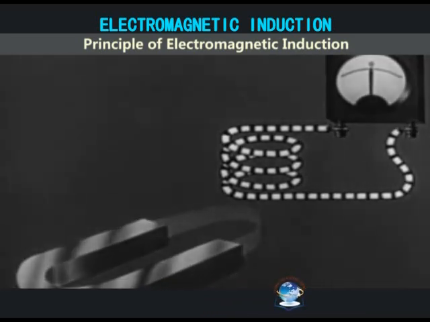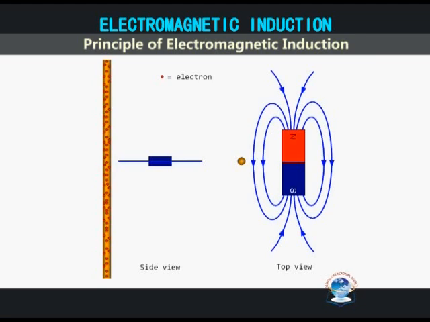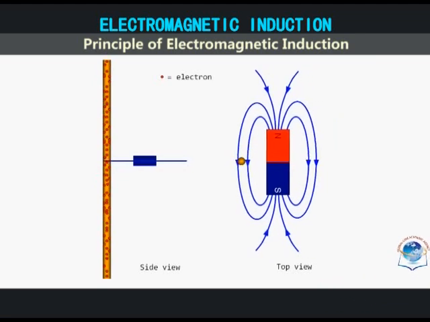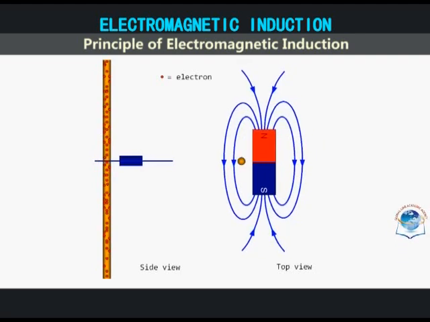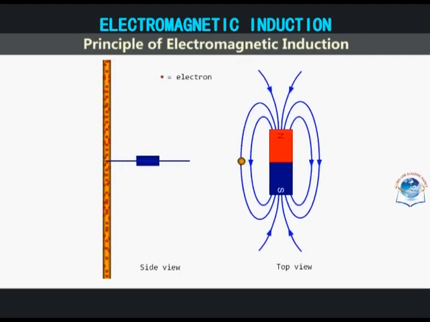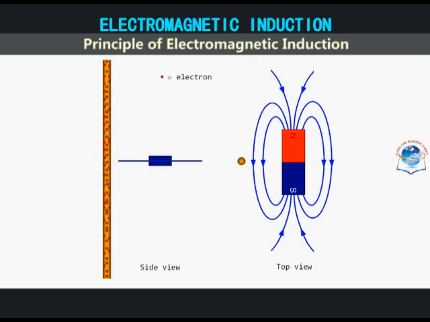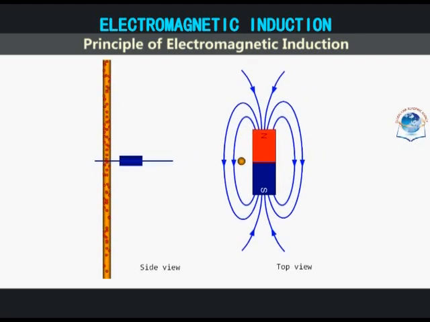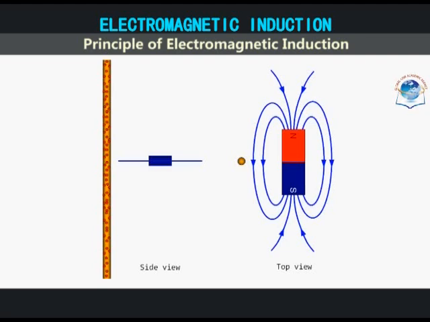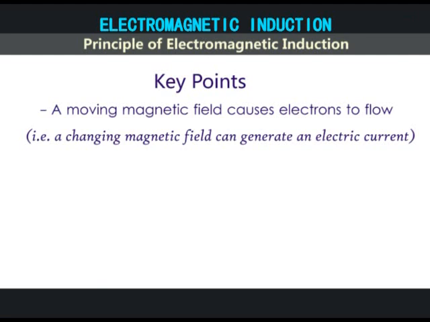And so the principle of induction involves moving a magnetic field across a conductor. If you move the magnet across the wire, some electrons move. Move the magnet away and the electrons move in the opposite direction. If you move the magnet faster, more electrons move. So the faster you move the magnet, the greater the current flow. Key point to note is that a moving magnetic field causes electrons to move. In other words, a changing magnetic field can generate current.